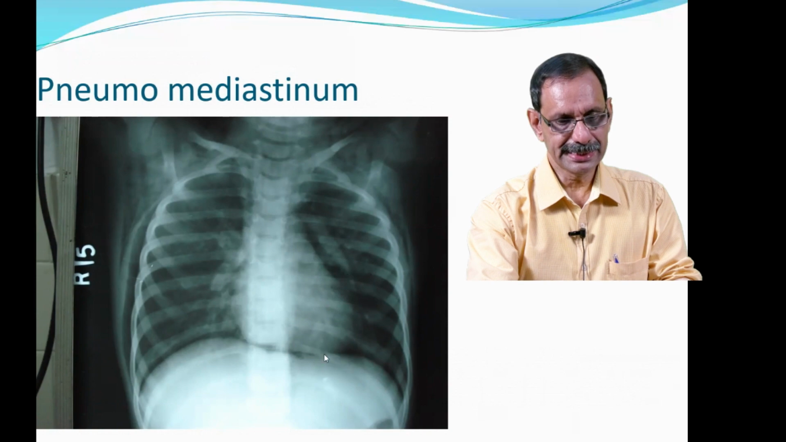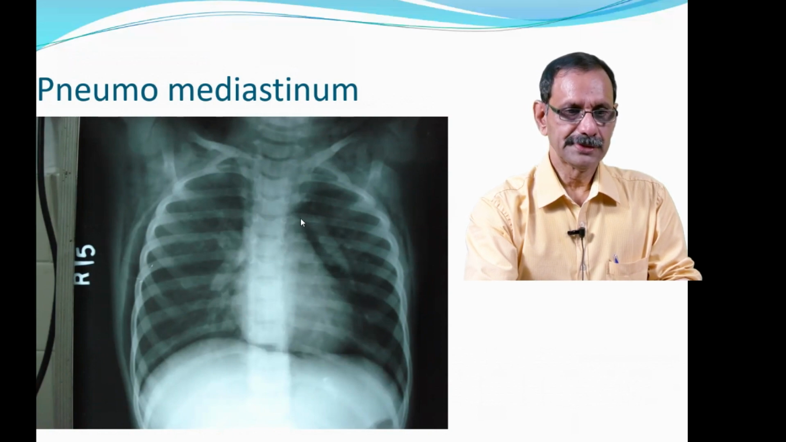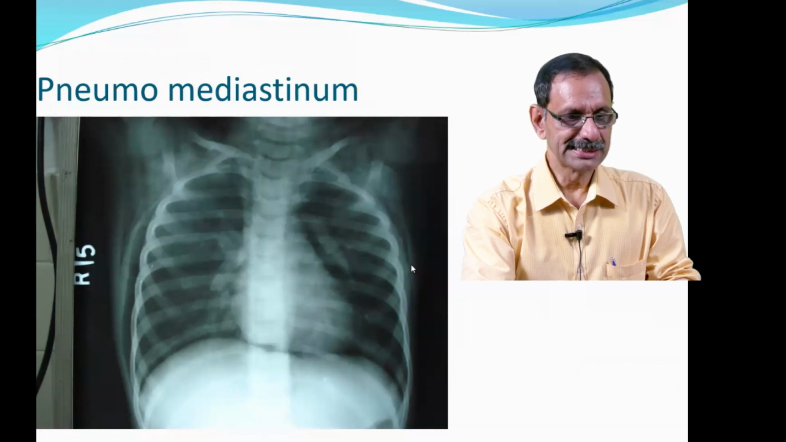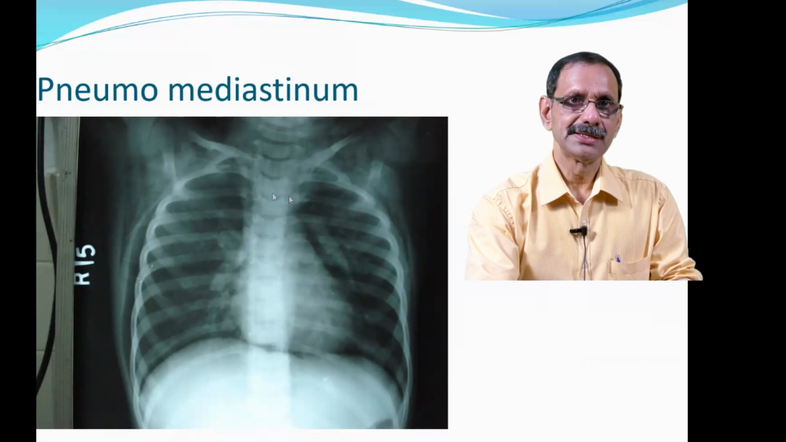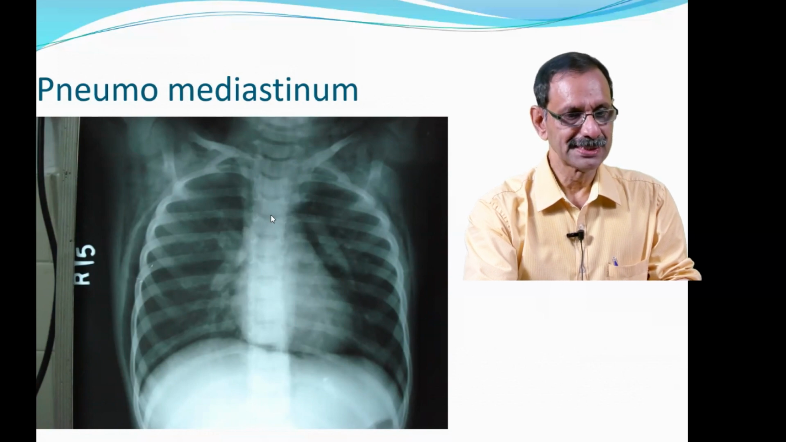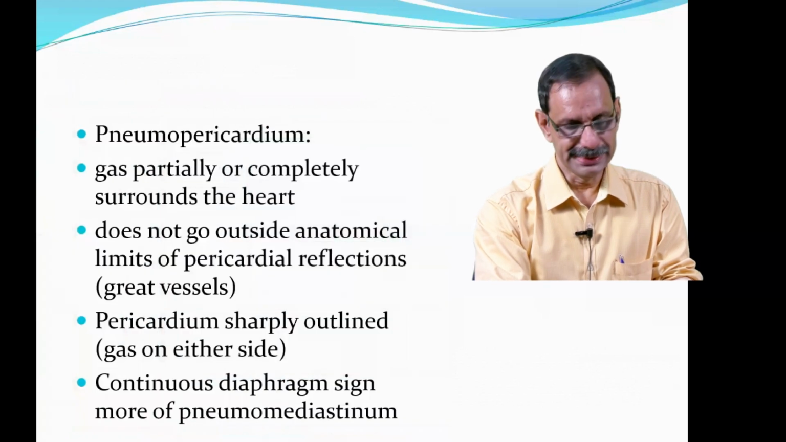Here what you see is air around the heart, and there is a linear shadow of air behind, or rather beneath, the heart. So this is the so-called continuous diaphragm sign, and the two differential diagnoses are pneumomediastinum and pneumopericardium. Once you have this X-ray, look for air elsewhere in the soft tissue. See, there is air in the soft tissue. That means it is pneumomediastinum. In pneumopericardium, the air is within the pericardium and will not escape into the soft tissues. So that is the easiest way to say whether it is pneumopericardium or pneumomediastinum.